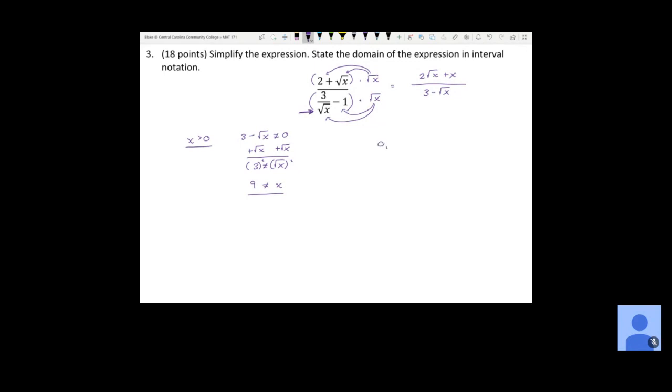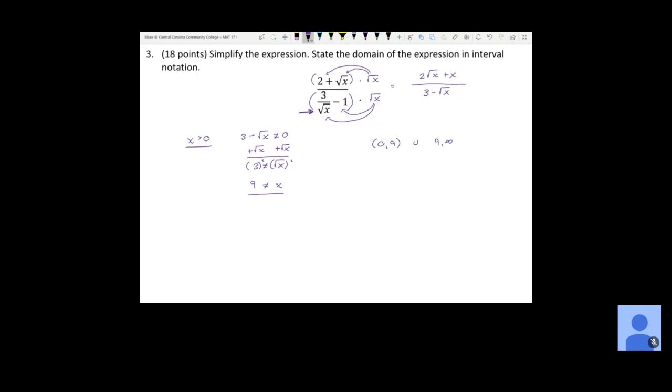Okay, so from 0 to 9, and then from 9 to infinity. Right, and I want to make sure we have correct brackets and parentheses here. So would the 0 get a parentheses or a bracket? It's going to be parentheses, right? So we have a parentheses on the 0 because we just want to be greater than 0, not greater than or equal to. The 9, same thing. I don't want to include 9 in my answer, right? So it needs to be a parentheses there.